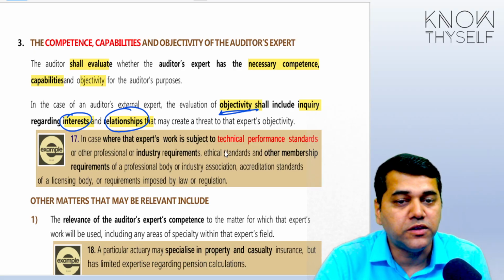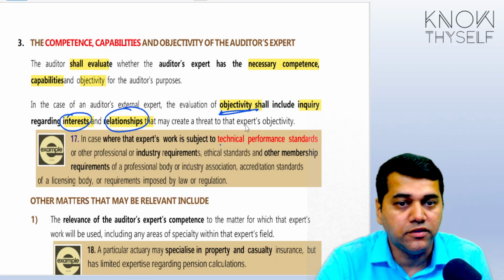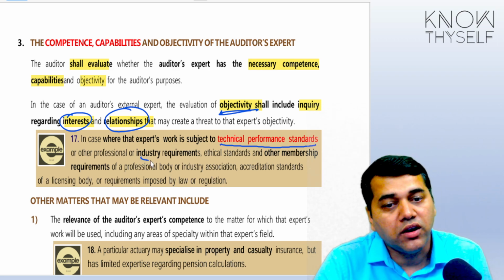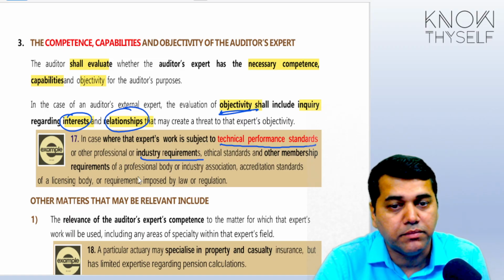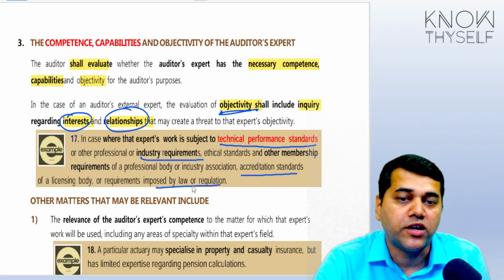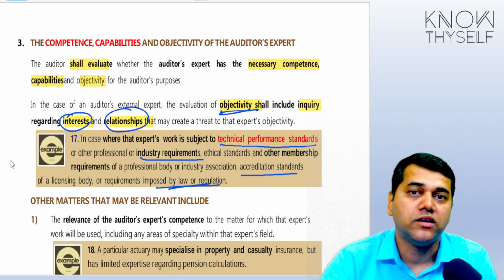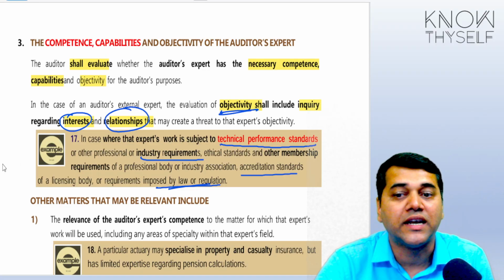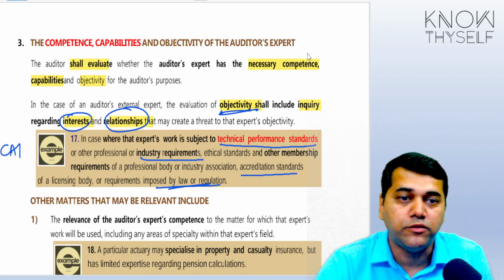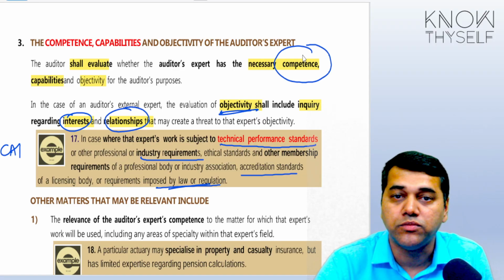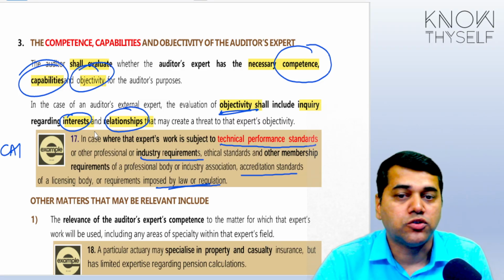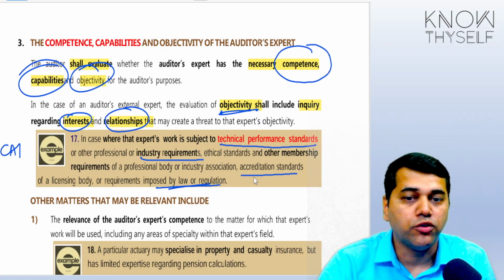So in case the expert's work is subject to technical performance standards or any industry requirements, membership requirements, accreditation standards or licensing authority imposed by law or regulation. That means, are they members of any qualified association, like for example ICAI? If somebody is a member of ICAI, then you can make certain assumptions that their competence must be good, their capability must be good, their objectivity must be good.